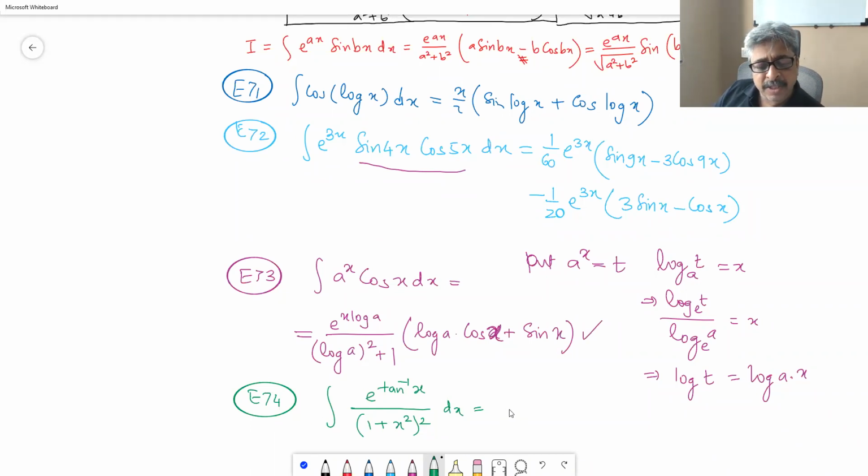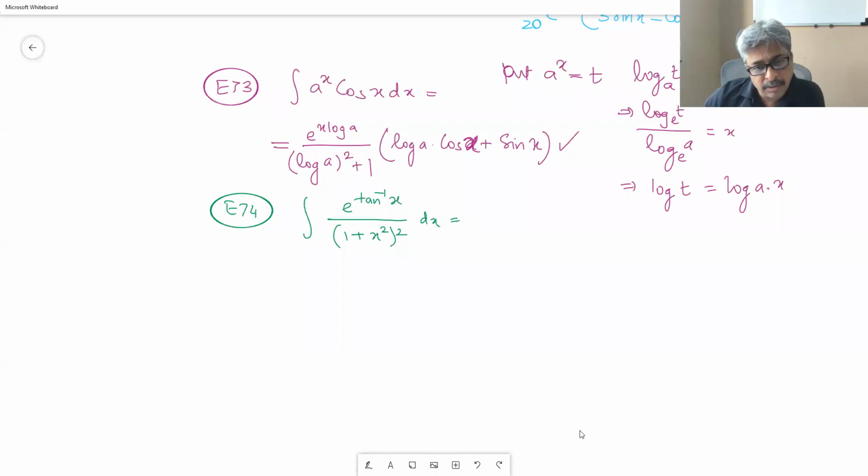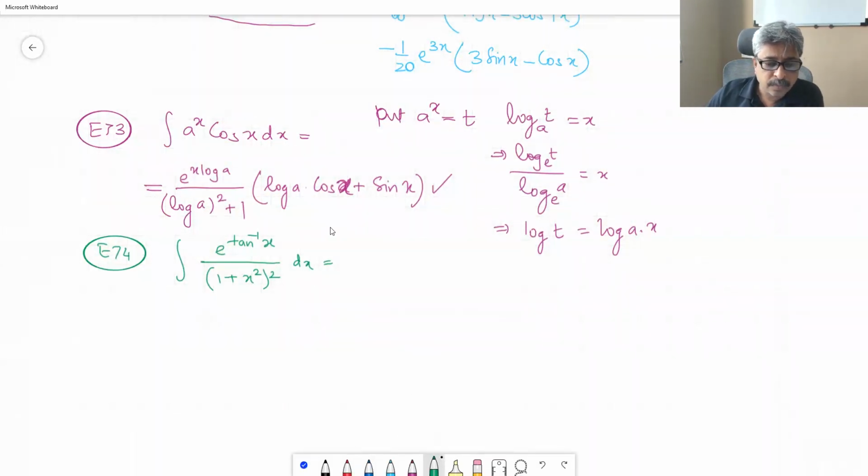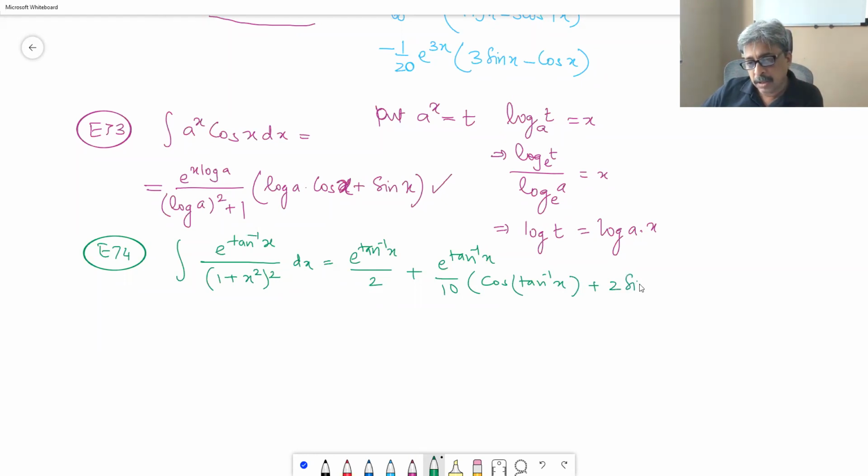74th problem: integral e raised to tan inverse x upon 1 plus x square bracket square dx is equal to, find out. Okay, so you have to match your answer with this answer: e raised to tan inverse x upon 2 plus e raised to tan inverse x upon 10 inside bracket cos tan inverse x plus 2 sin 2 tan inverse x, bracket complete. Try to match your answer with this.